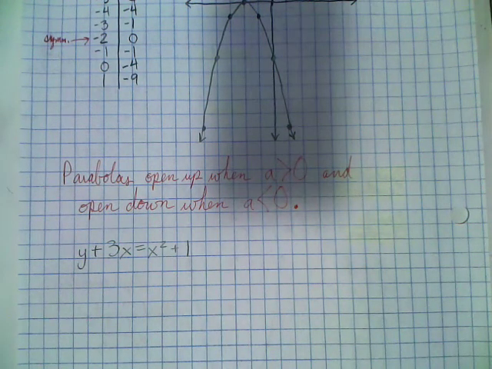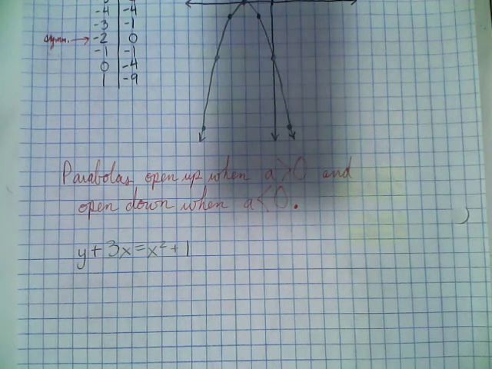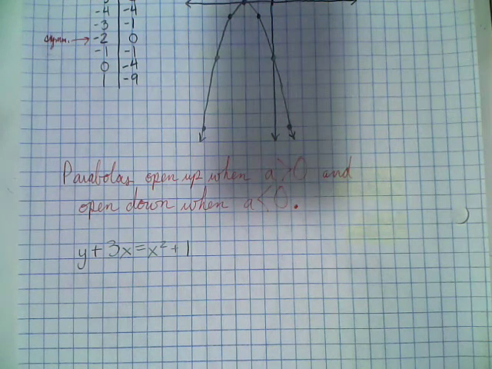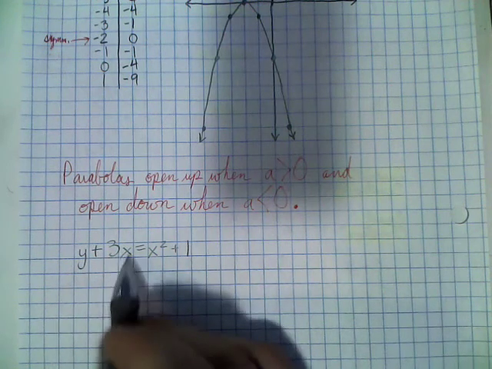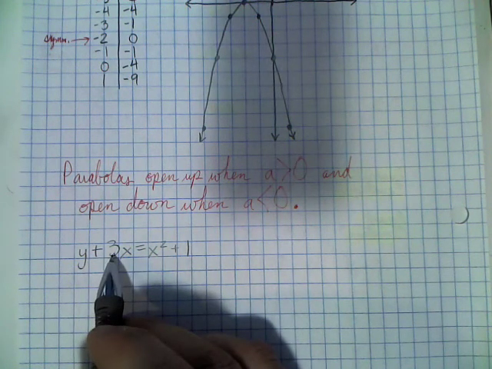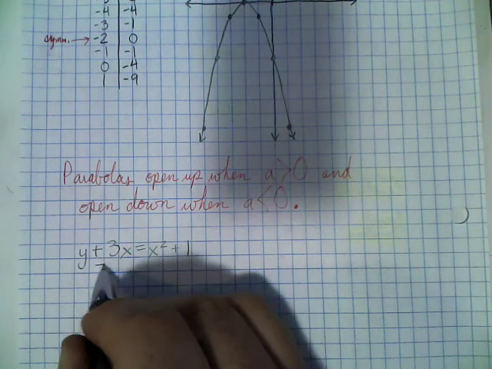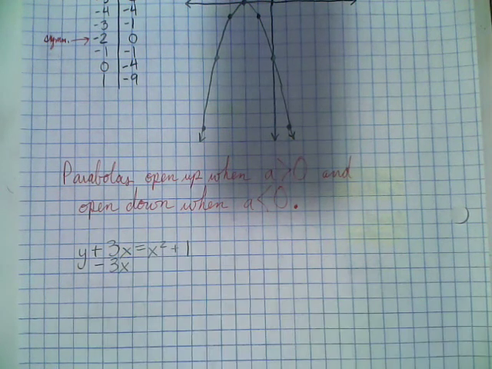So first of all, you'll notice that this is not written in proper function notation, proper standard form. And so we've got to do a little bit of algebra here. So we want equations that say y equals. The issue here is I don't want the 3x on this side of the equation. So what we're going to do is subtract 3x from both sides.